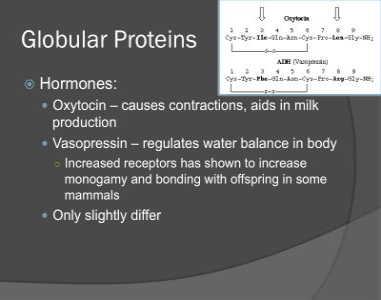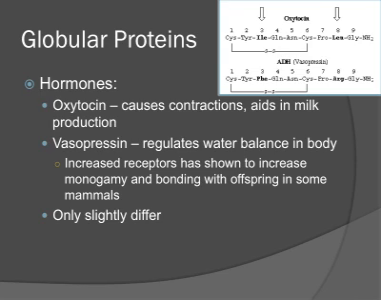Oxytocin also aids in milk production when they're nursing their baby, and so the levels are very, very high when women are going through that process. Another one is vasopressin, and basically what these do is they regulate water balance in the body. So if you have increased receptors, this has been shown to increase.